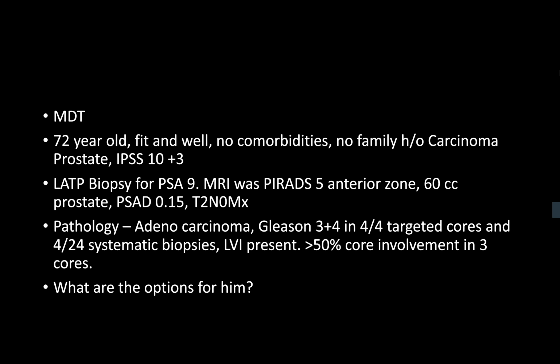Okay, you are doing your normal weekly oncology MDT. Your patient is 72 years old, fit and well, with no comorbidities and no family history of prostate cancer. He has minimal urinary symptoms with an IPSS of 10 and quality of life 3. He had a prostate biopsy for his increased PSA of 9. It showed Gleason 3 plus 4 prostate cancer occupying 4 out of 34 cores. Previously, his MRI showed PIRADS 5 lesions. What are the options for him?